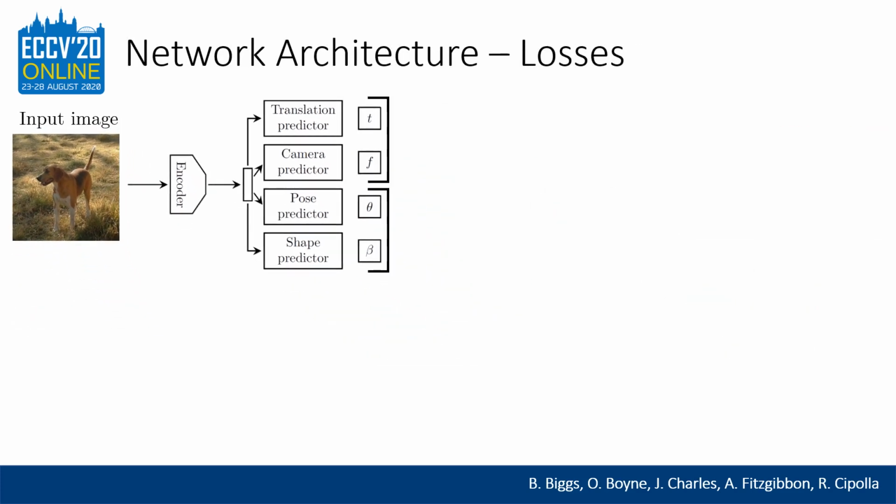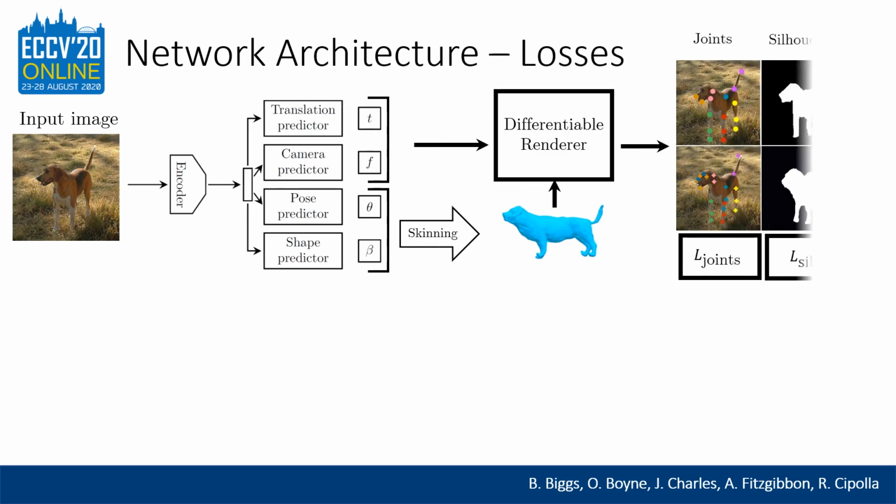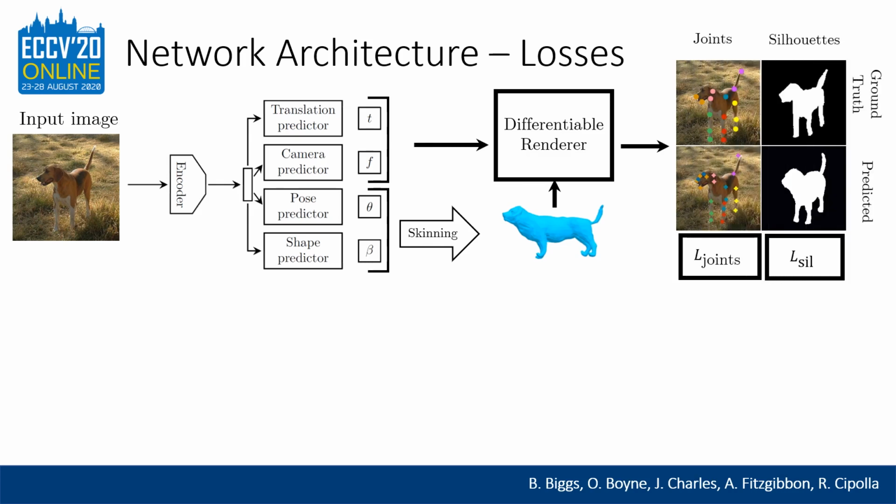During the training loop, we generate the SMBLD dog mesh from the set of predicted parameters and differentiably render keypoints and a binary segmentation mask to form losses against our ground truth annotations. Note that the network does not use any 3D supervision from real data.